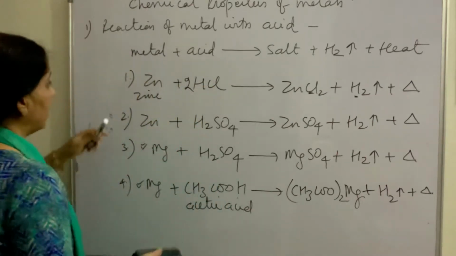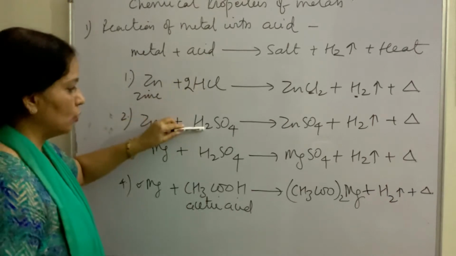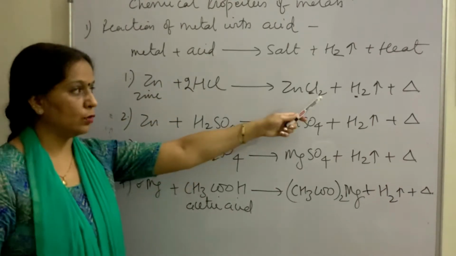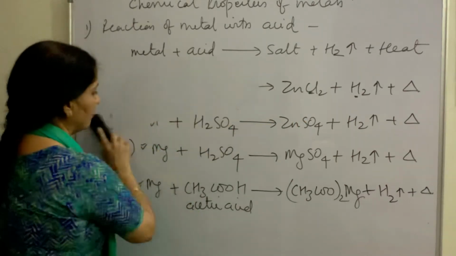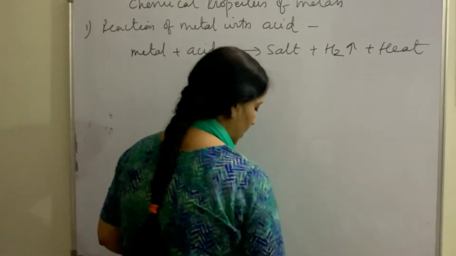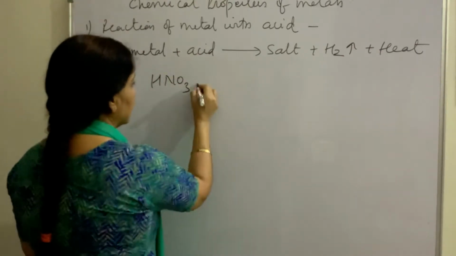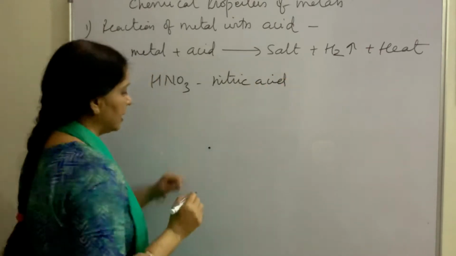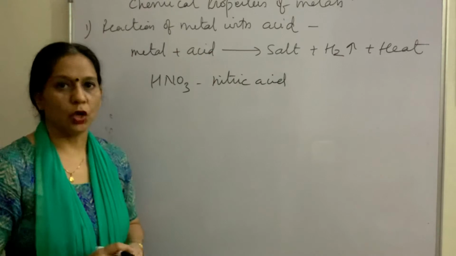Right? So whenever any metal reacts with HCl, H2SO4, carbonic acid or acetic acid, they will form hydrogen gas. Hydrogen gas will be released in the form of bubbles. But here we have one exception of acid, that is HNO3 or nitric acid. It is a strong acid. When it reacts with metal, then hydrogen gas is not produced.